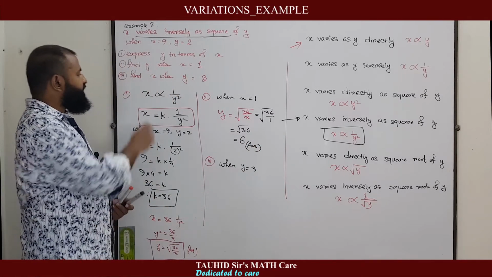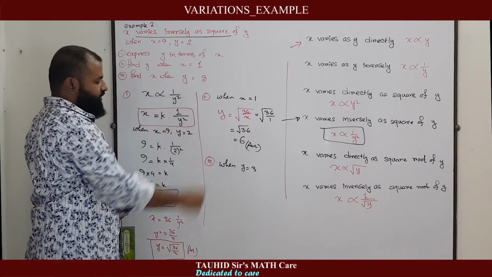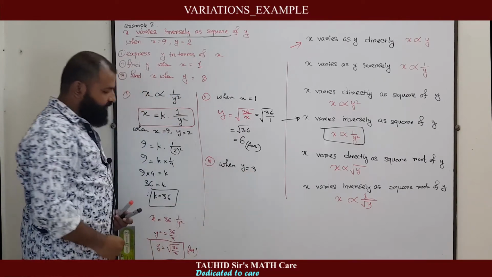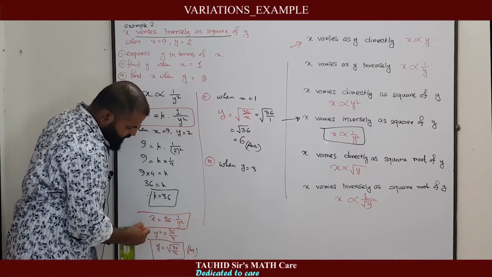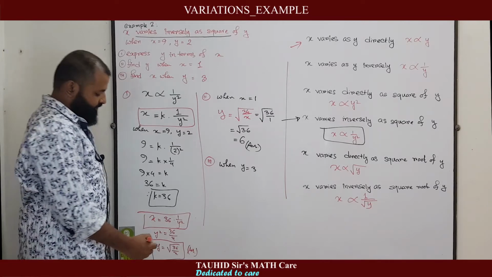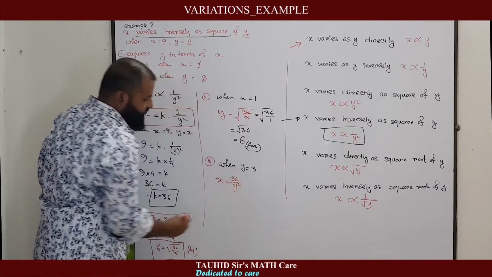What about question 3? Question number 3 asks you what is the value of x when the value of y equals 3. When the value of y equals 3 is given, we need to find the value of x. From which equation can we find that? We can find that from this equation. x equals 36 divided by y square.